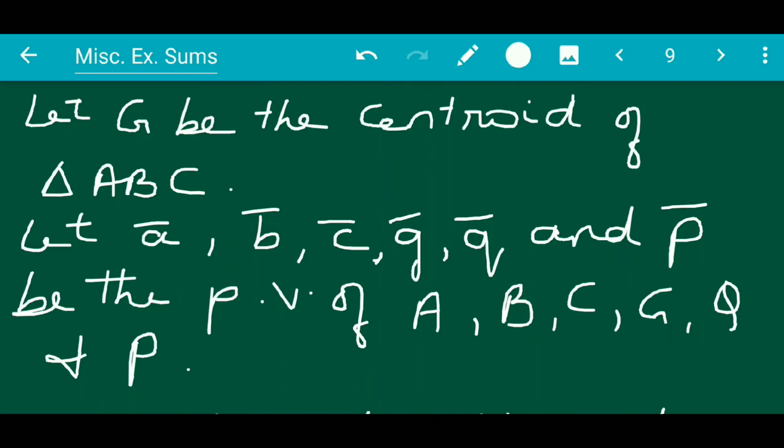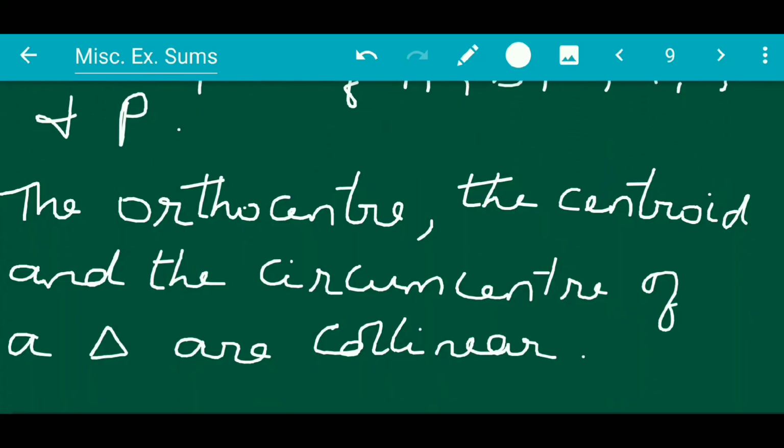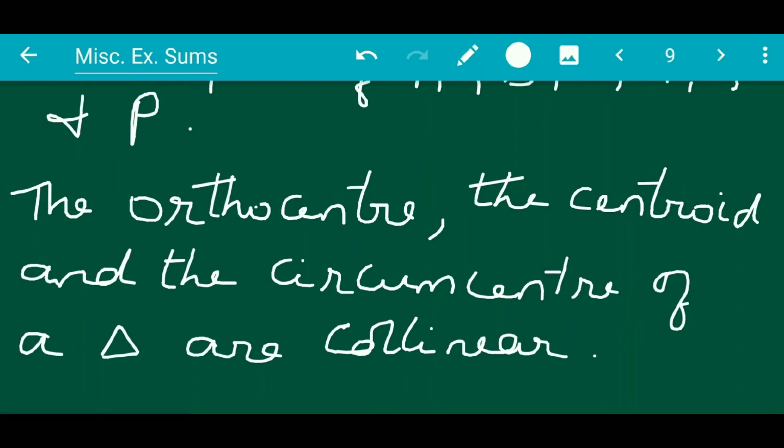So, suppose G is the centroid of a triangle, say triangle ABC. Let A bar, B bar, C bar, G bar, Q bar and P bar be the position vectors of the given points A, B, C, G, Q and P. Now, there are two characteristics of the orthocenter, centroid and the circumcenter which you have to know about. The first one, the orthocenter, the centroid and the circumcenter of a triangle are collinear. That is, they fall in the same line. These are 3 points which belong to the same line.